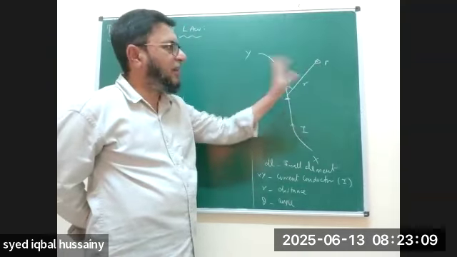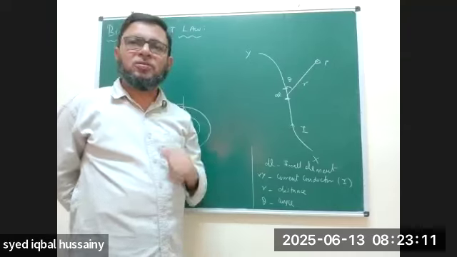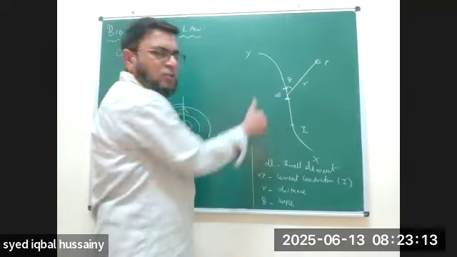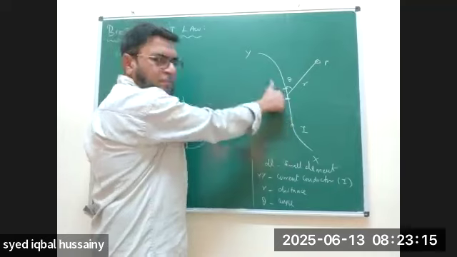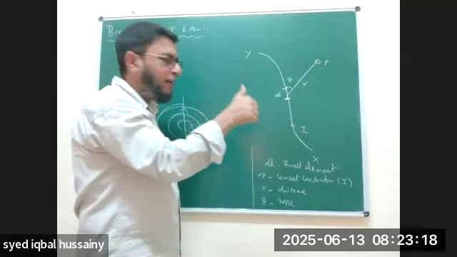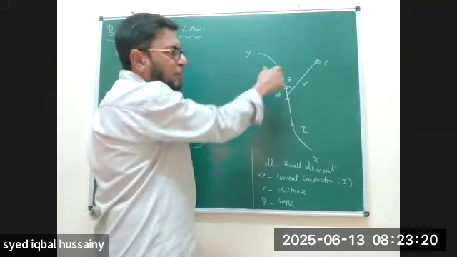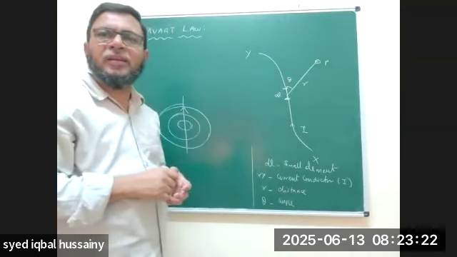Now current is flowing here and point P is there and distance is there. Now I'm going to ask you a small question. When the current is going like this, you will keep your right hand thumb like this, in the current direction. Now can you tell me at the point P how the magnetic field line exists?